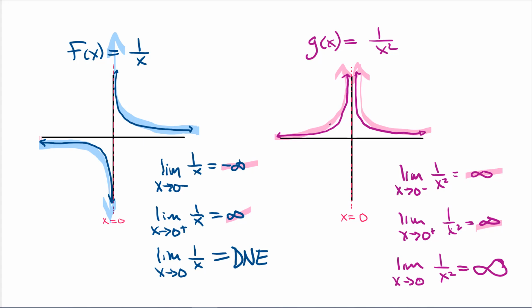So, the one on the left does not have a limit as x tends towards 0 because of those odd powers. They're not going the same direction at that vertical asymptote. But the one on the right, since we have an even power on that x, we're finding that it's going to positive infinity and its limit truly does exist.